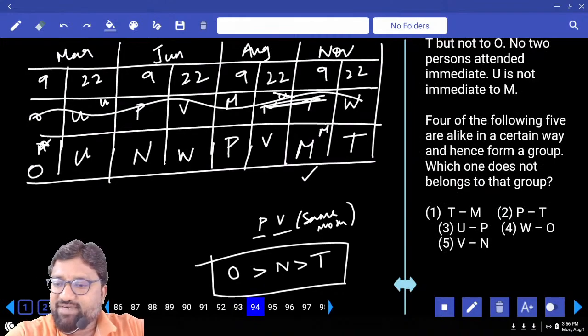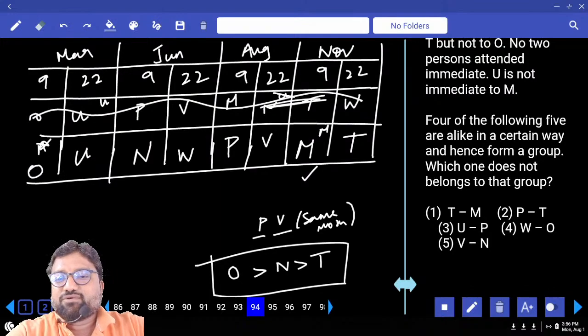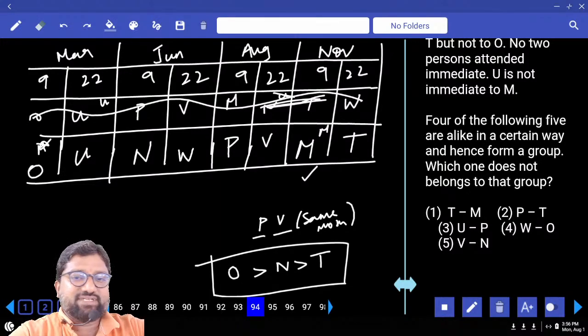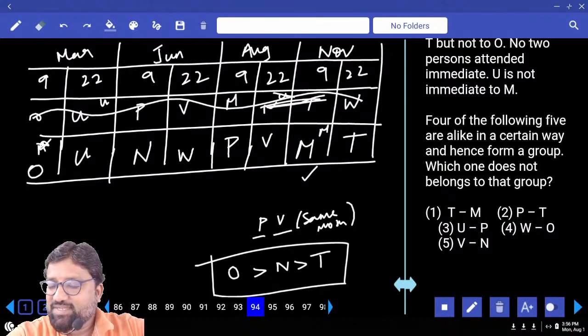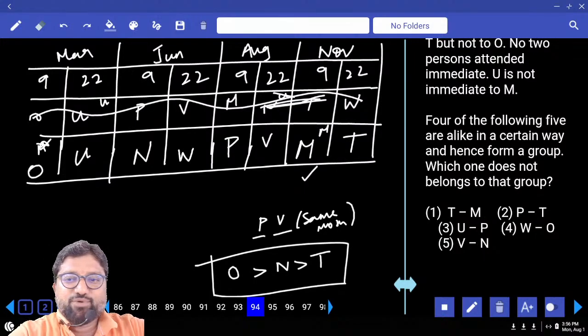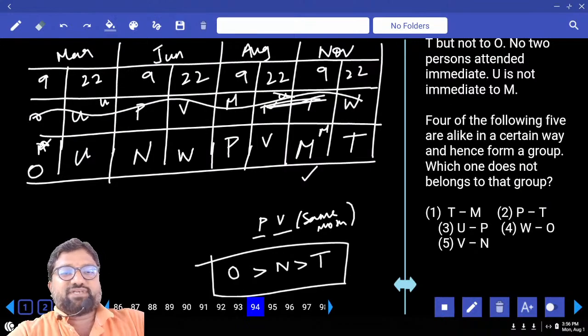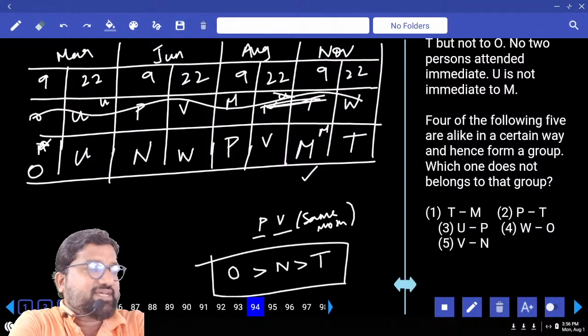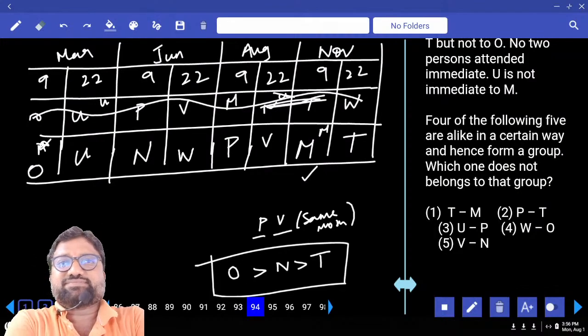4 out of the following 5 are alike. T and M, they are on 2 different dates, 9th and 22nd. P and T are also on 2 different dates, 9th and 22nd. U and P both are on 2 different dates, 9th and 22nd. W and O are also on 2 different dates. V and N are also on 2 different dates. And will I get the answer by taking 2 different dates?